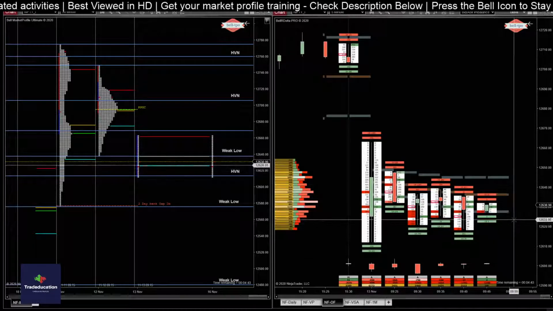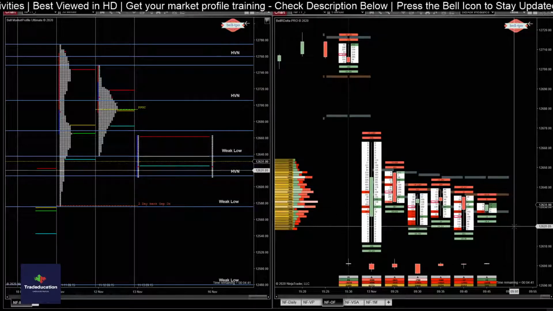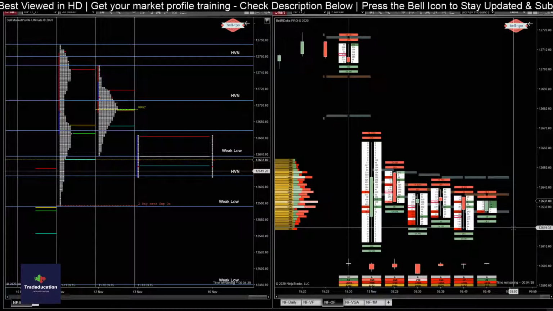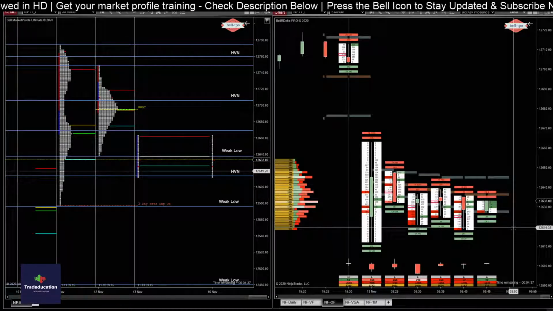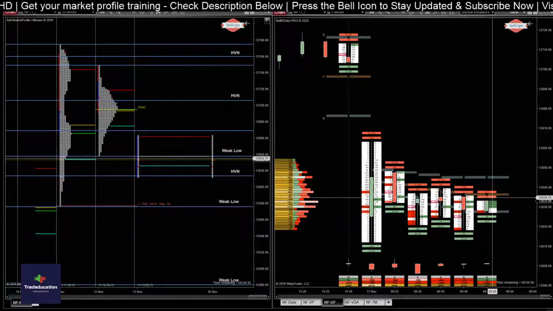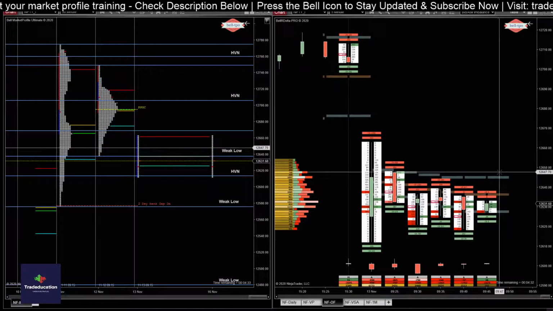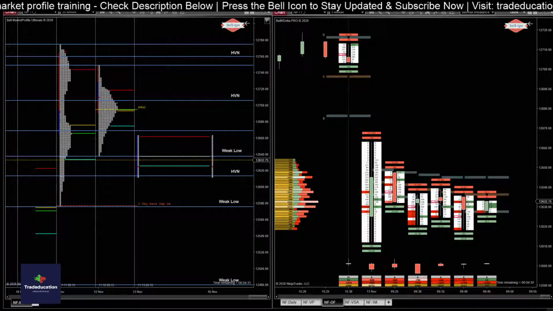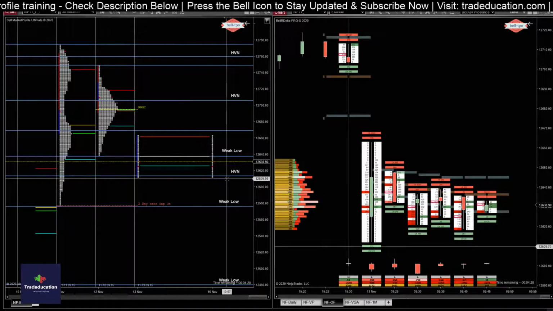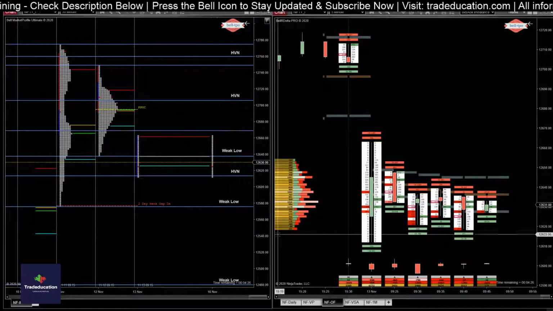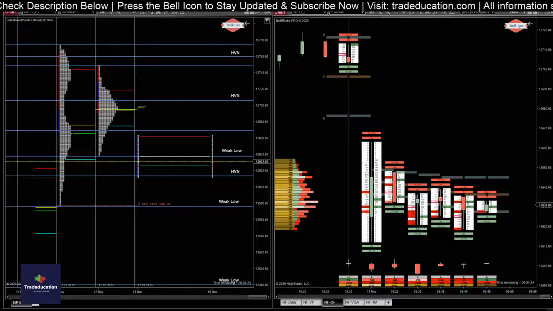So again, buyers are stepping in. So not a good sign. Not a very high confidence auction development happening. So we might be seeing some stop hunting. Yeah. So wait for either the low to be tagged or the high to be tagged. Based on that, you can take the trades.